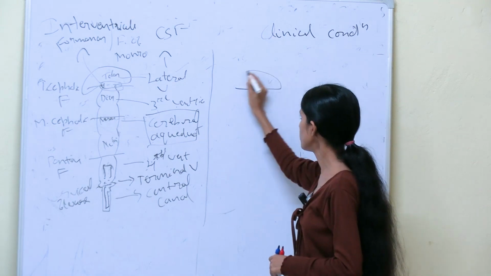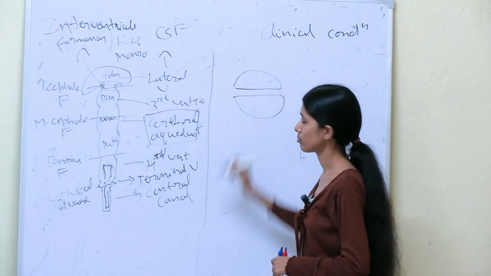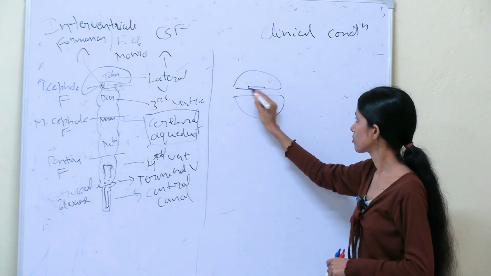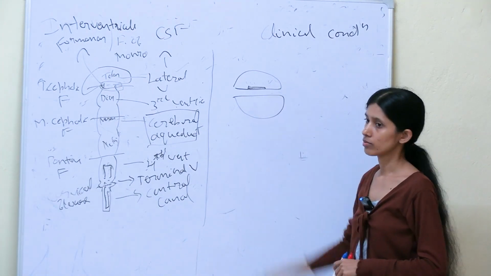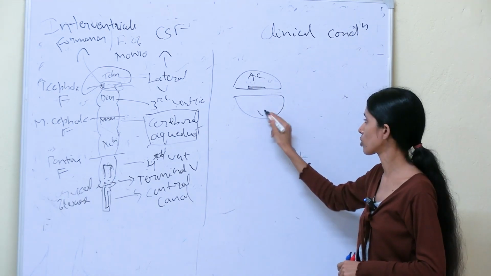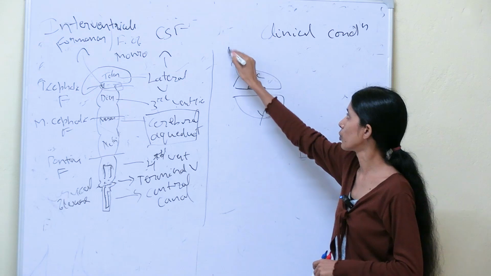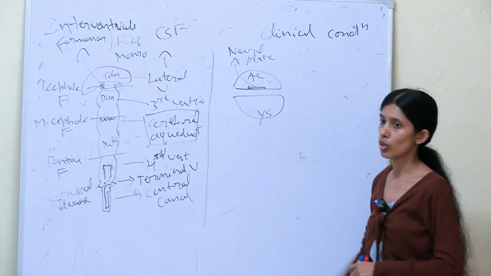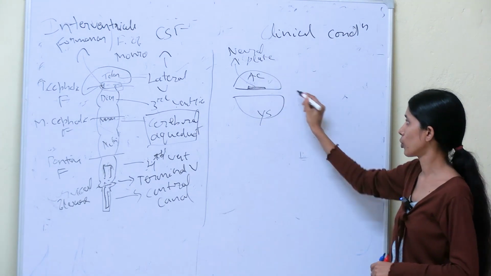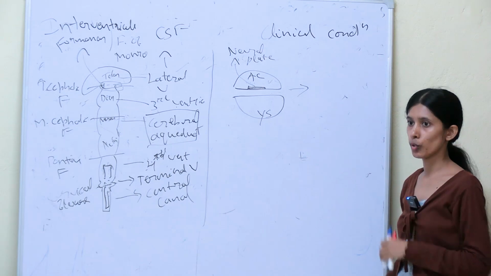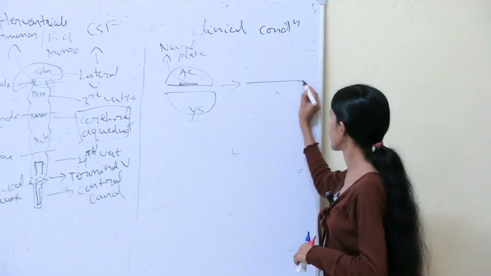Remember this diagram? What is this? This is your amniotic cavity and yolk sac. This is your neural plate. Okay, and later this neural plate is going to develop as the neural tube part. Okay, like this.